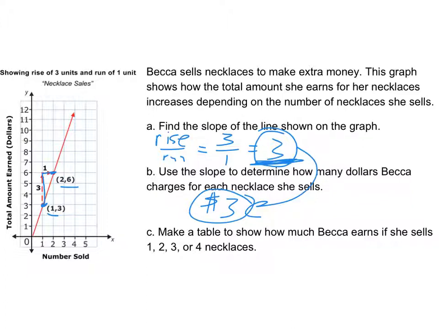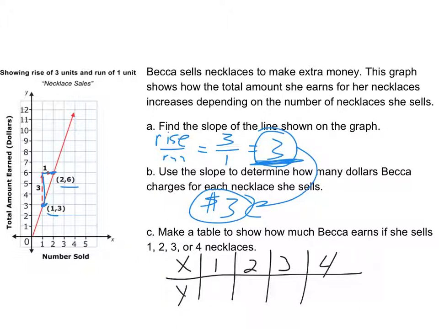Okay, so now we're going to make a table to show how much she earns if she sells 1, 2, 3, or 4 necklaces. So X and Y. Our X's are the necklaces, 1, 2, 3, and 4. The Y's, well, we already know what 1 and 2 are. So now you'll notice we added 3 here. So we keep adding 3. So 6 plus 3, she would make $9. Plus another 3, she would make 12. So this is how much she would make selling that amount of necklaces, because we're adding our slope every time.